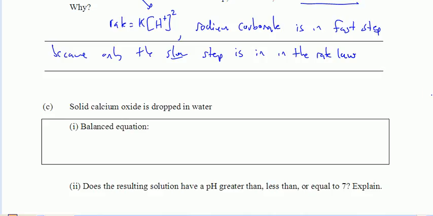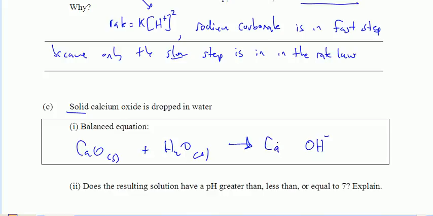Okay, last one. Calcium oxide is dropped in water. It's solid, so it's just calcium oxide, solid, dropped in water. Now, whether you have a metal oxide or a simple metal, if it's an alkali metal or an alkaline earth metal, the first thing you need to do is write that hydroxide. Hydroxide is going to be produced, and the other thing is calcium 2 plus.